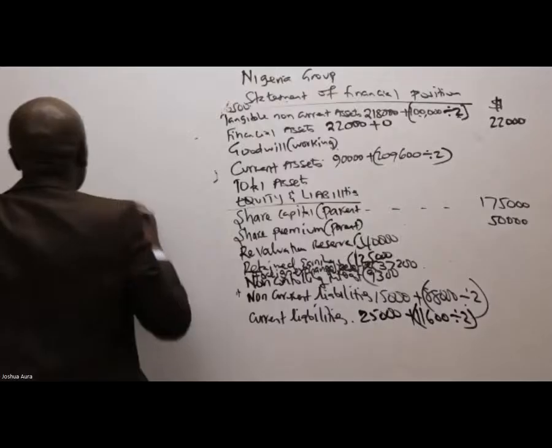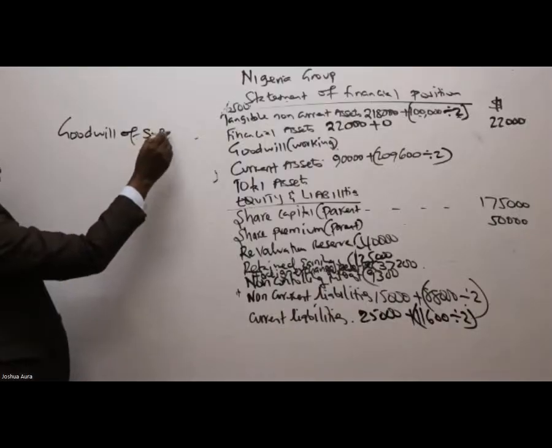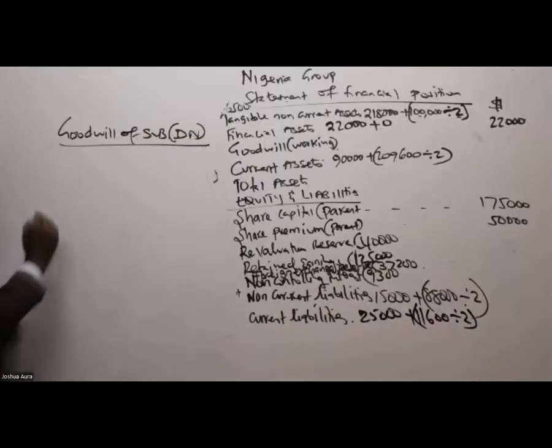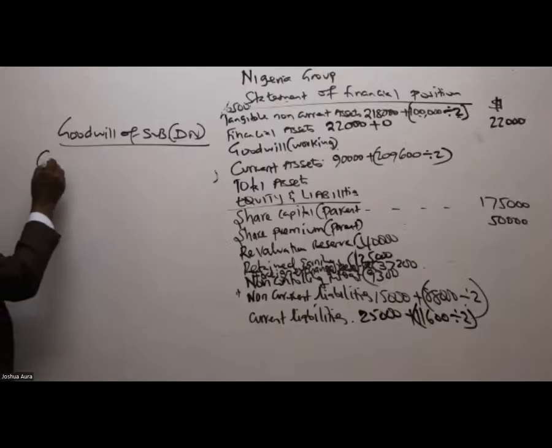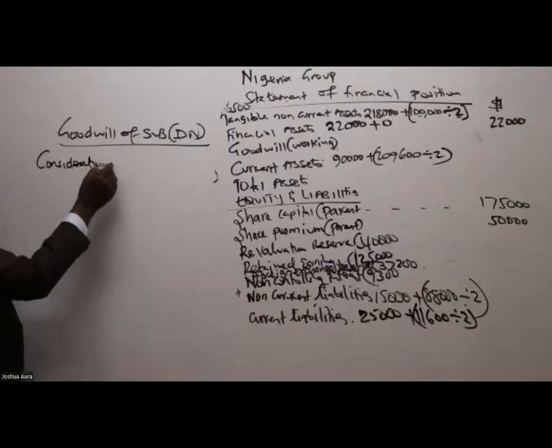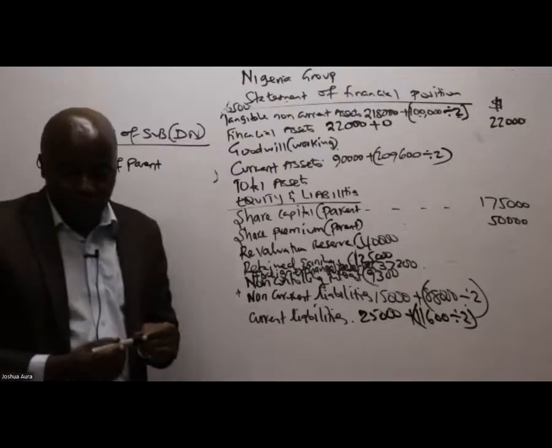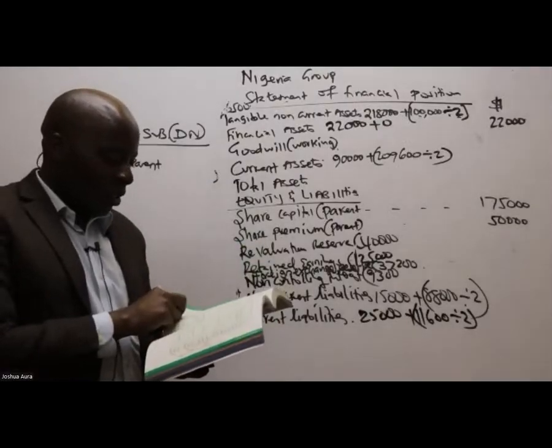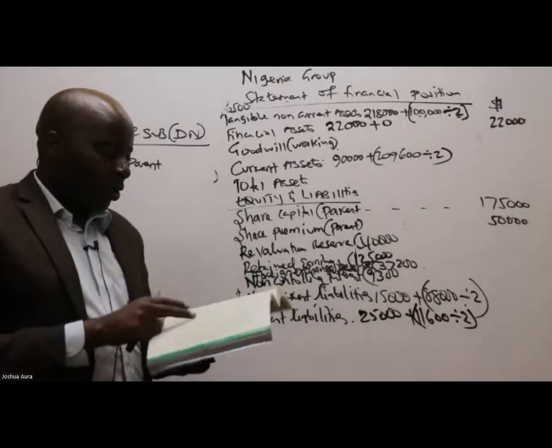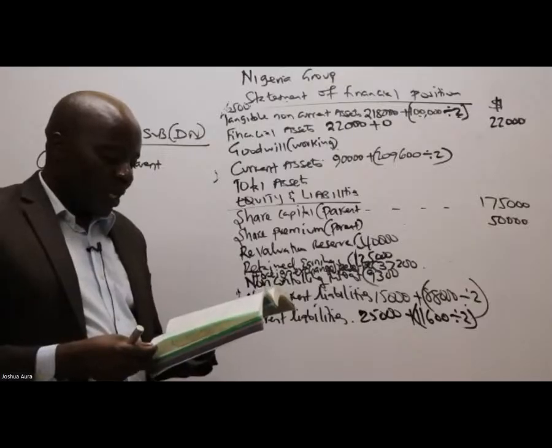So is there somebody who can remind us how do we normally calculate goodwill? Remember, this is goodwill of the subsidiary, so we shall use the subsidiary's currency at first, which is the DN, right? So in this case, come and give us the consideration of the parent. Have you been given how much? Ladies and gentlemen, have you been given how much, the parent?